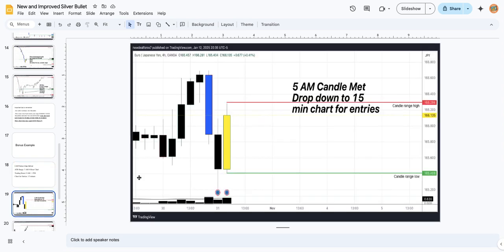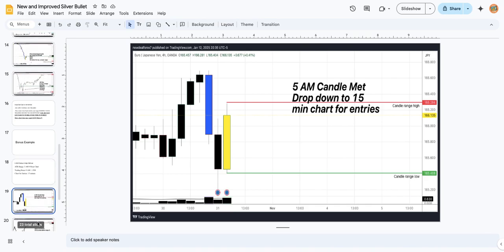So here we go. You come to the chart. Here's your short example. All right, short example. So you're looking for a reversal or just a pullback off of this candle range high. This is a 4-hour chart. We drop down to the 15-minute.